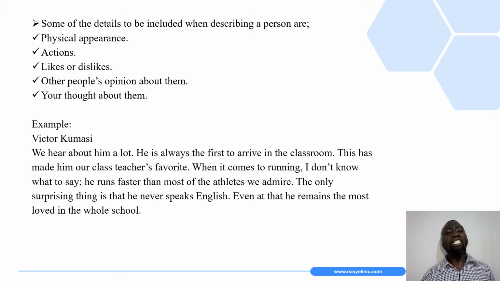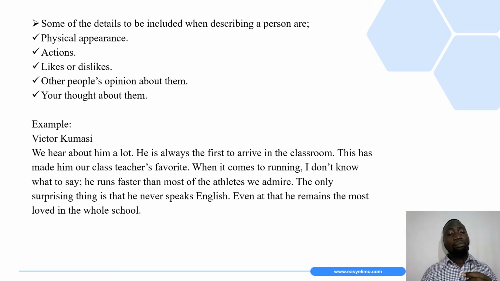Some of the details to be included when describing a person include: number one, physical appearance. When you talk about physical appearance, this is simply how the person looks. Then we can also talk about their actions, whether they are easily angered, whether they are playful. That is how they carry themselves. We are also allowed to include some of the likes or dislikes. So you can talk about what the person likes, or some of the things that the person does not like.